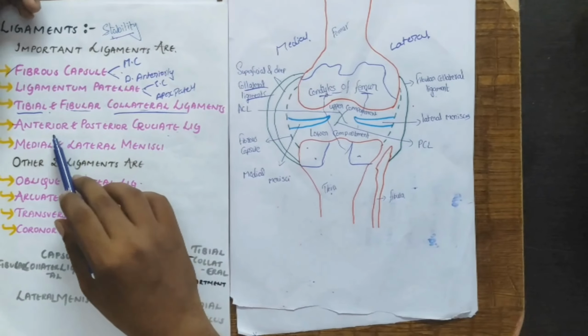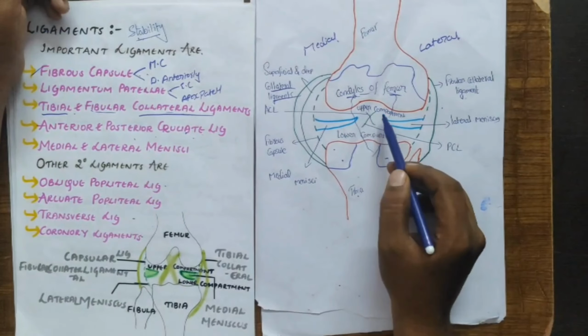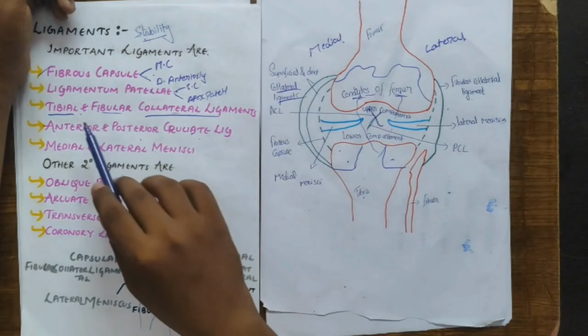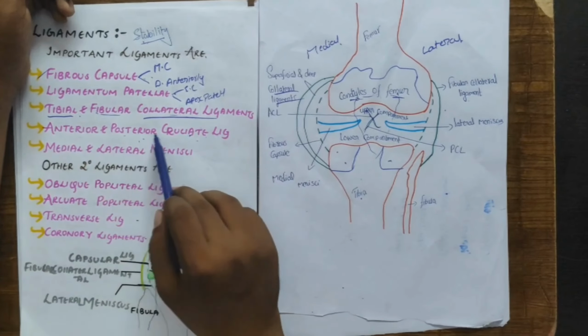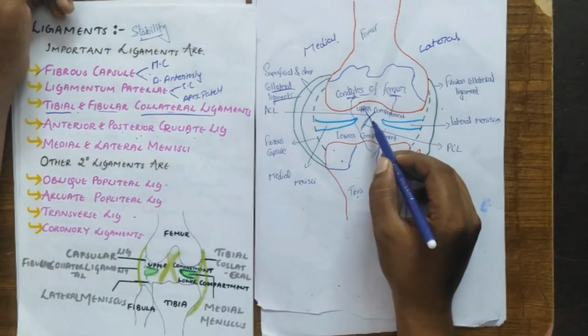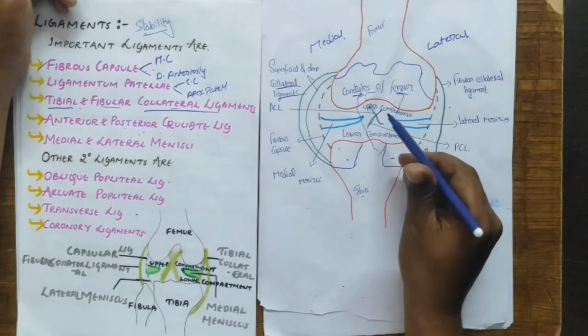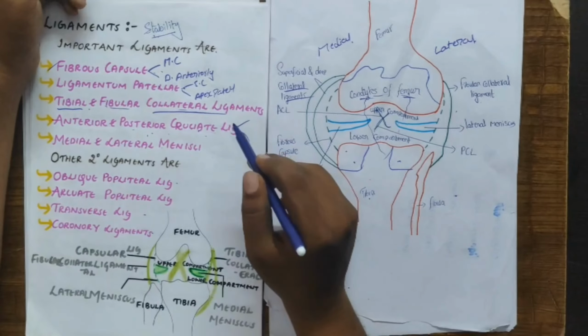And coming to the anterior and posterior cruciate ligaments. These ligaments are present in the joint. Anterior cruciate ligament is tight when we flex the knee, and posterior cruciate ligament is tight when we extend the knee. This is about 2 points of anterior and posterior cruciate ligaments.